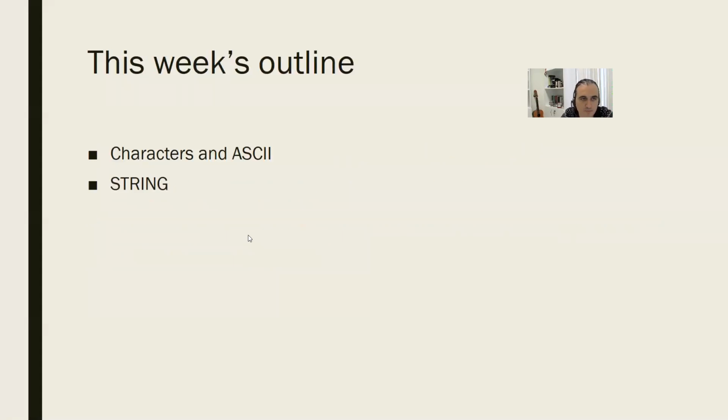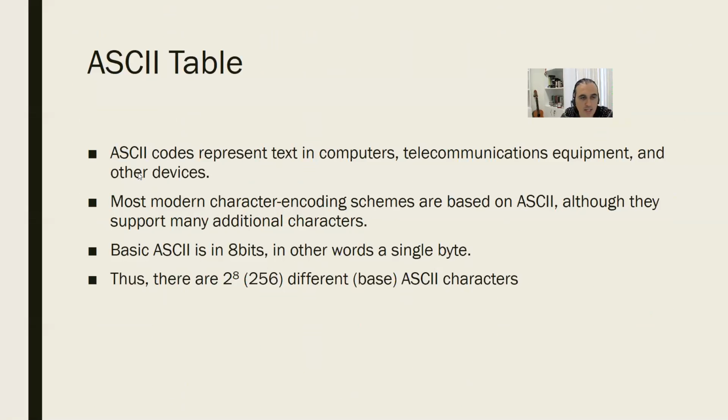Let's do it. So guys, what is the ASCII table? Before seeing the table, we have got some sentences. Let's go over them. There are codes in the table and they are called the ASCII codes. This is pronounced as ASCII, as if you're reading it, the abbreviation. It represents text in computers, telecommunications equipment, and other devices.